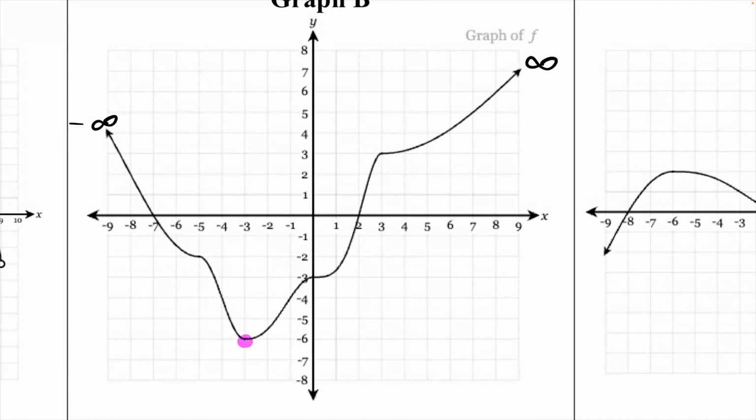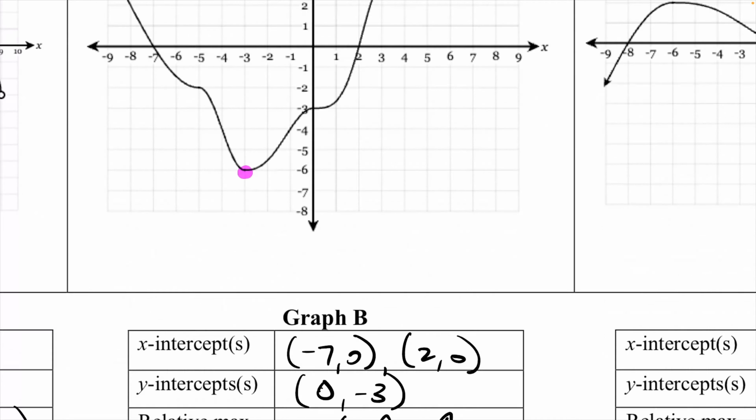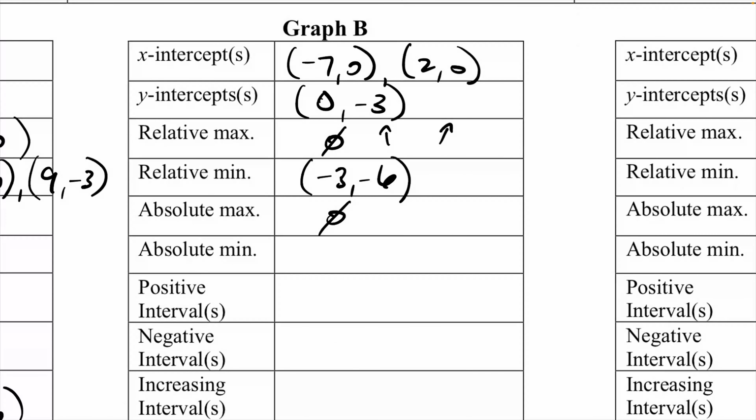What's the absolute top of this guy? Again, kind of a trick question. Infinity, we don't know. It doesn't have one because it keeps going forever and ever and ever. So that one's going to be the same as relative. What's the absolute bottom of this guy? That same one we had earlier, right? -3, -6, it's the same one. It was the low point in the neighborhood, and it was the low point overall.